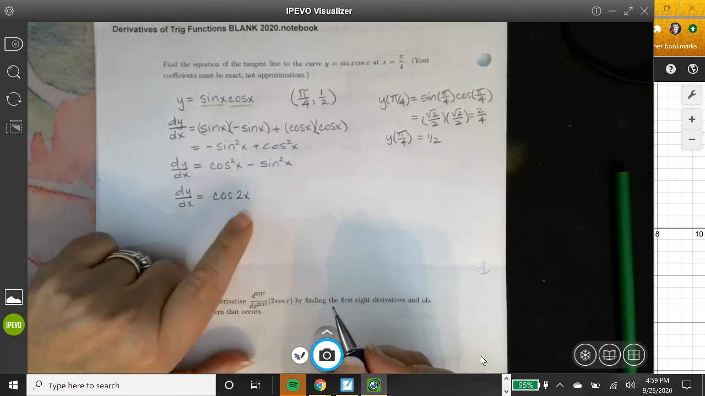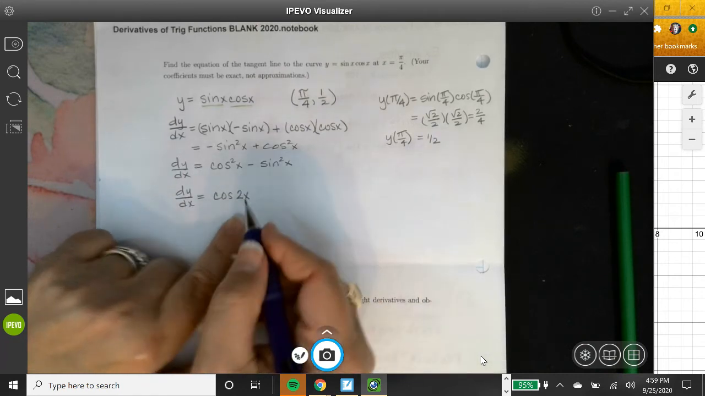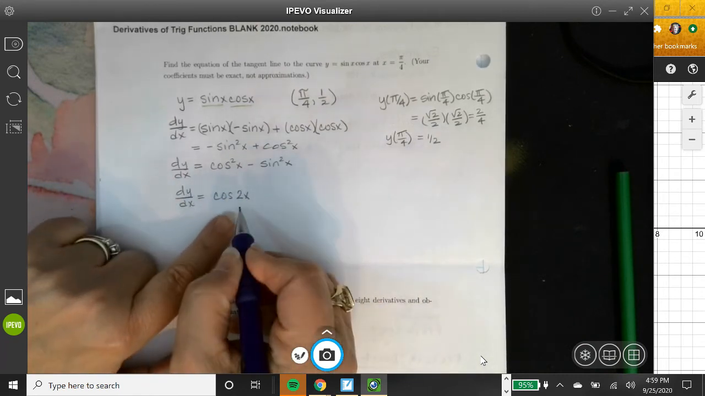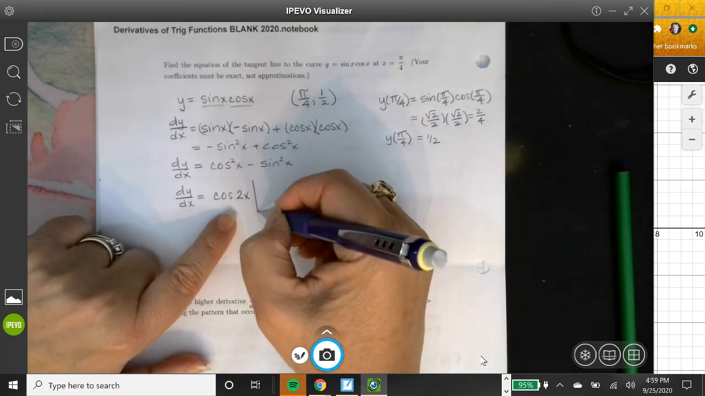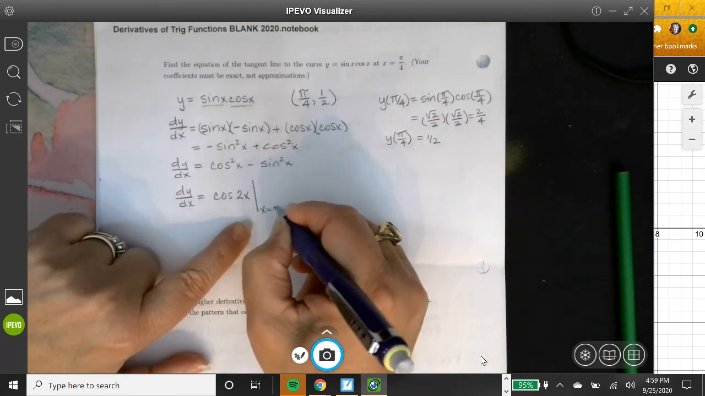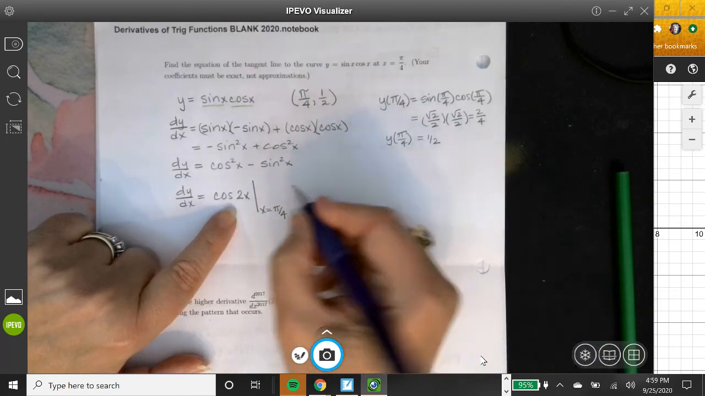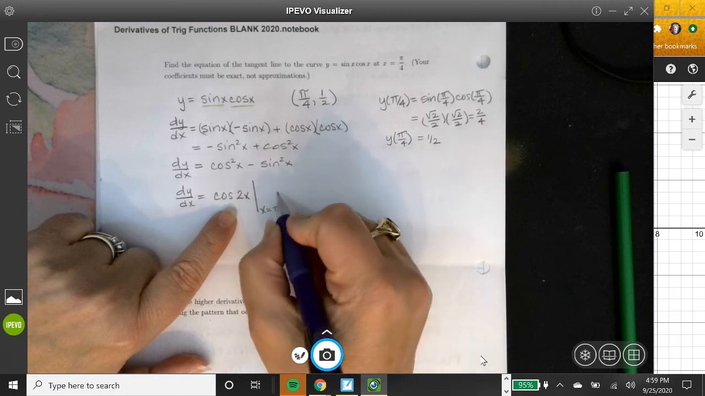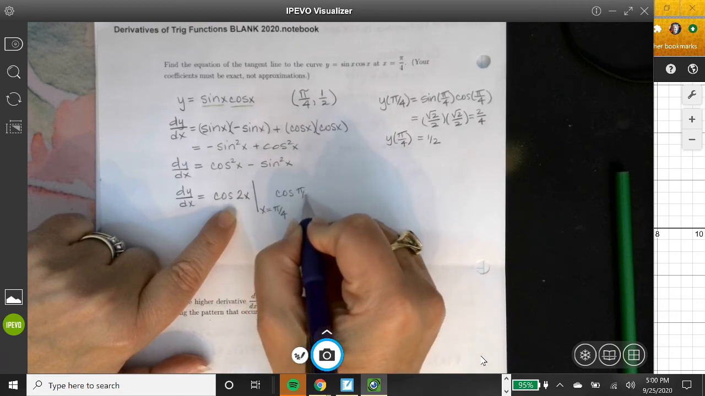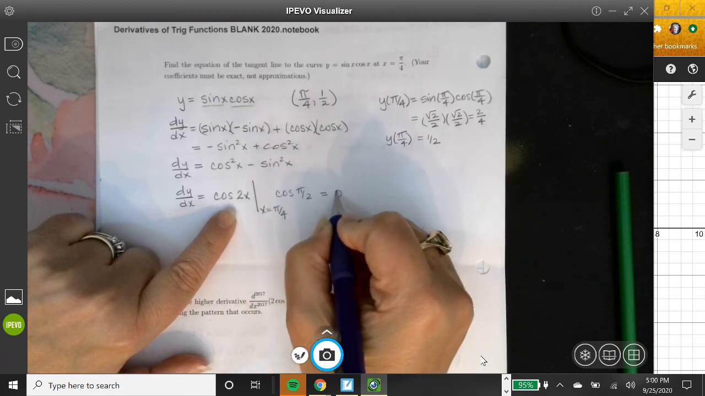Okay, but that's not what we want. This is a function for all the slopes. I only need the slope when x is pi over 4. So I'm going to say such that x equals pi over 4. And then we're going to find that this is equal to the cosine of 2 pi over 4, which is cosine of pi over 2, which is just 0.